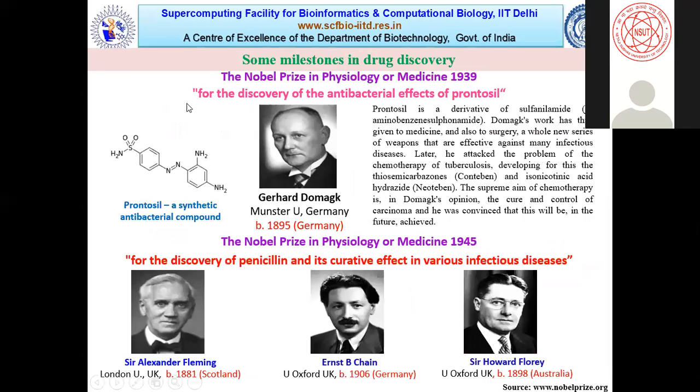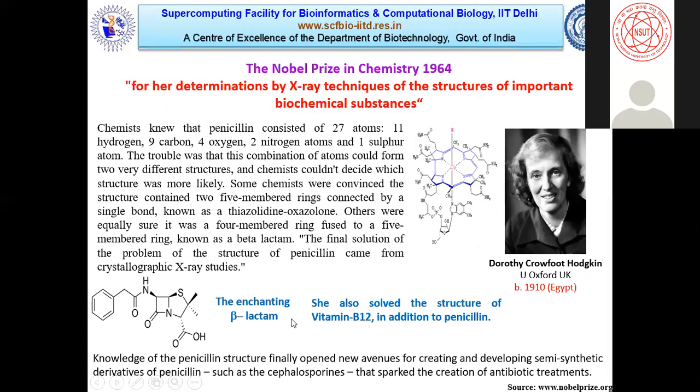How do we go about doing drug discovery? Here are some milestones. This was the Nobel in physiology or medicine in 1939 for Prontosil. This was an antibacterial, right? Do you remember 1939 to 45 was the Second World War time. So soldiers were dying due to various bacterial infections, and people needed some molecules desperately. Prontosil was one of them, and then penicillin came a little later, by Fleming and other co-workers, right? And then this lady, Hodgkin, solved the structure of penicillin and found that it has a four-membered ring, the so-called beta-lactam ring.